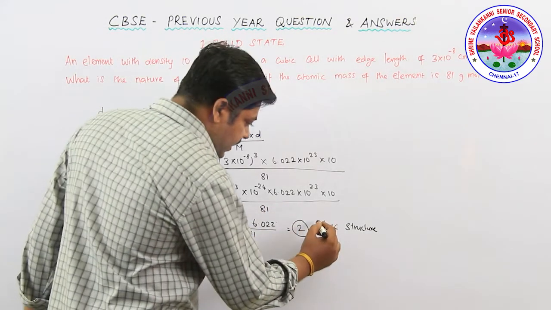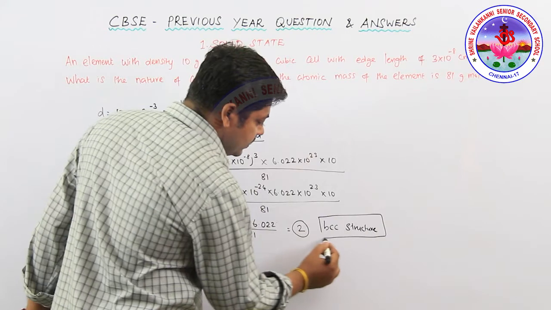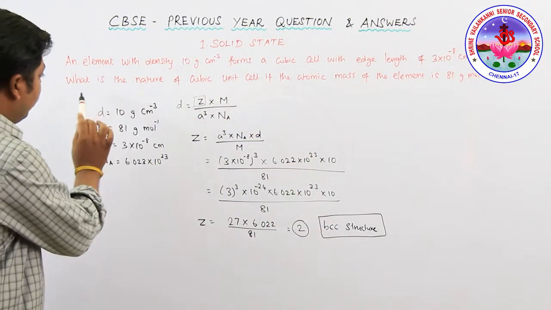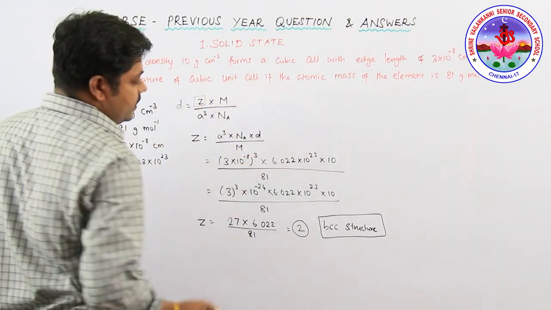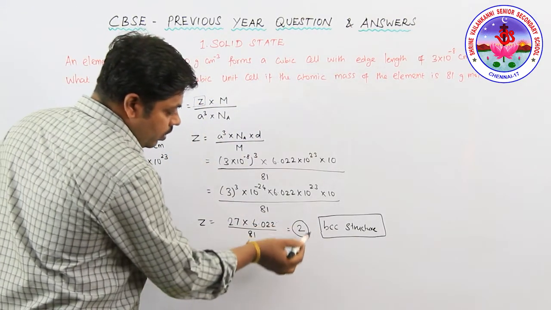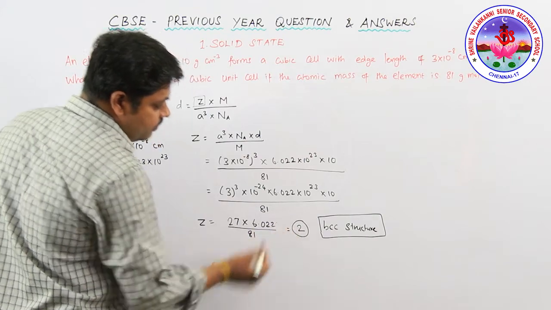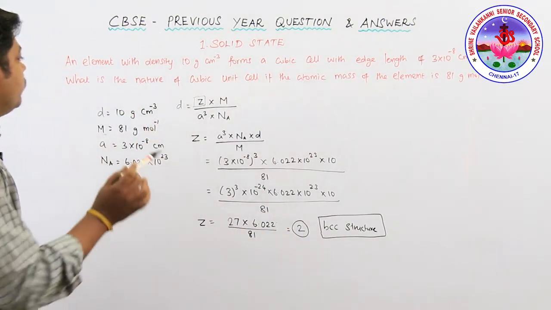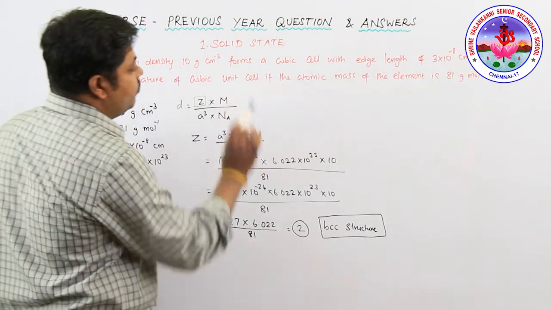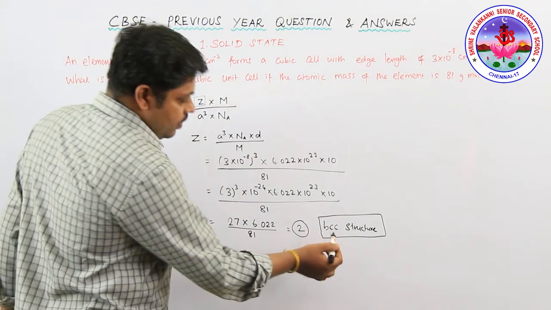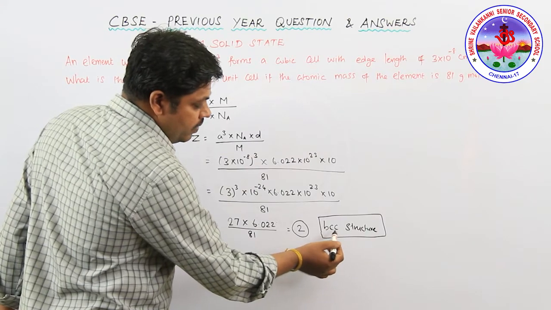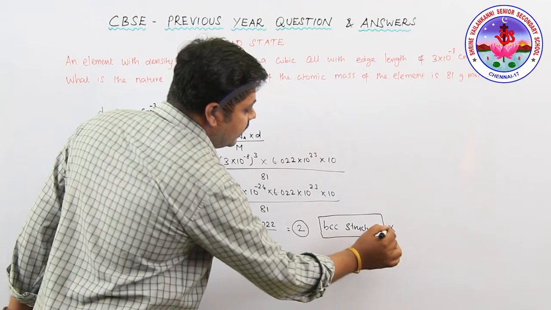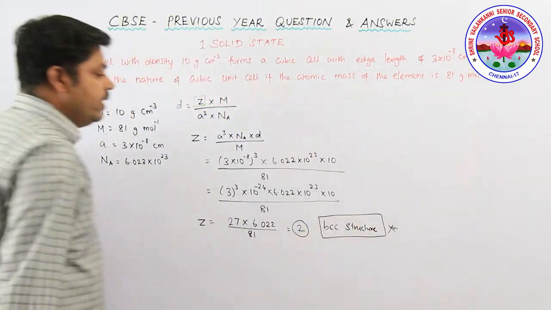You must mention the BCC structure. This is a very important thing, because the question is: what is the nature of the cubic unit cell? Suppose you write only up to this, you may lose half mark. So note the question carefully. What is the nature of the cubic unit cell? Here the cubic unit cell is the BCC structure. You have to write that.